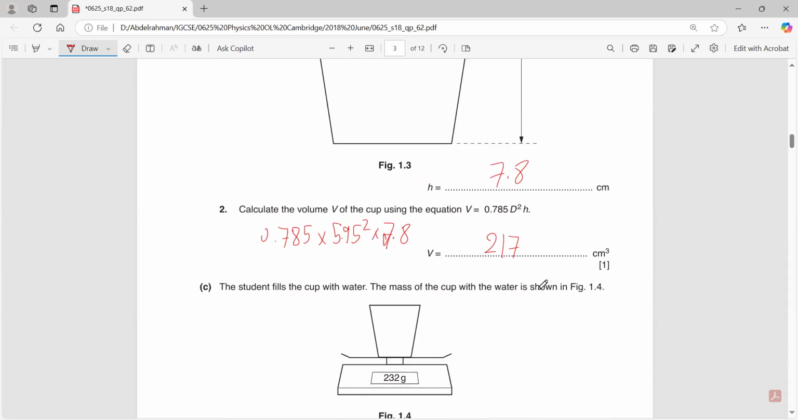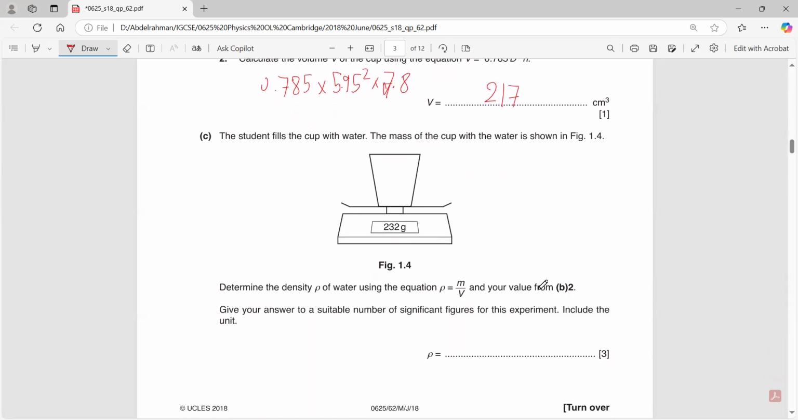The student fills up the cup with water. The mass of the cup with the water is shown. Can I find the density using this equation? Density equals mass over volume. So the mass is 232, the volume is 217. So basically 232 divided by 217, which is 1.07. Again, do not forget the unit: grams per centimeter cubed.